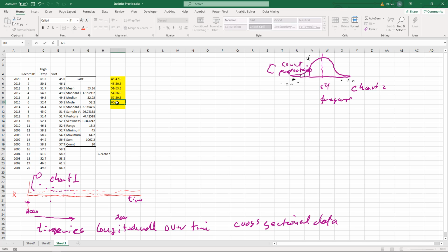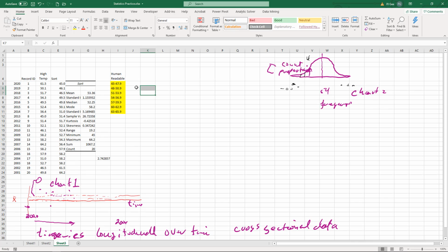60 through 62.9. So we're making even size. Note these are even sized bins. And then finally 63 through 65.9, which doesn't really matter. So these are going to be the bin sizes, and this is going to be human readable.